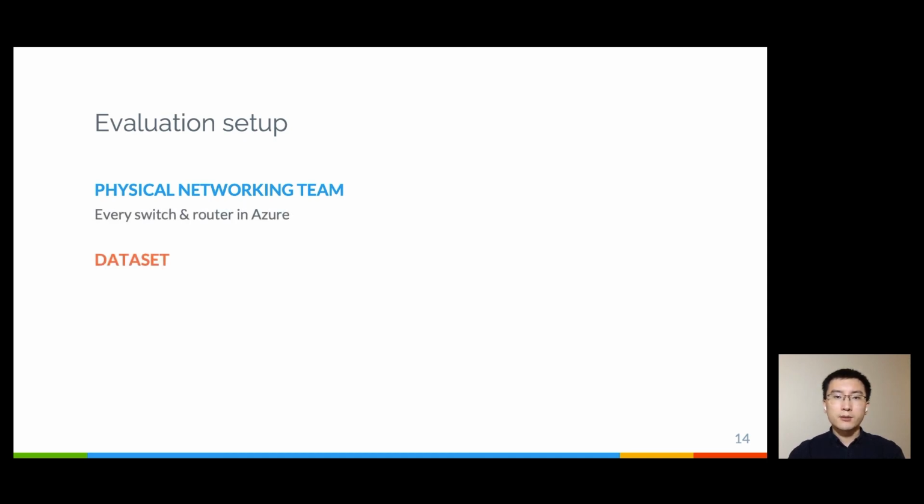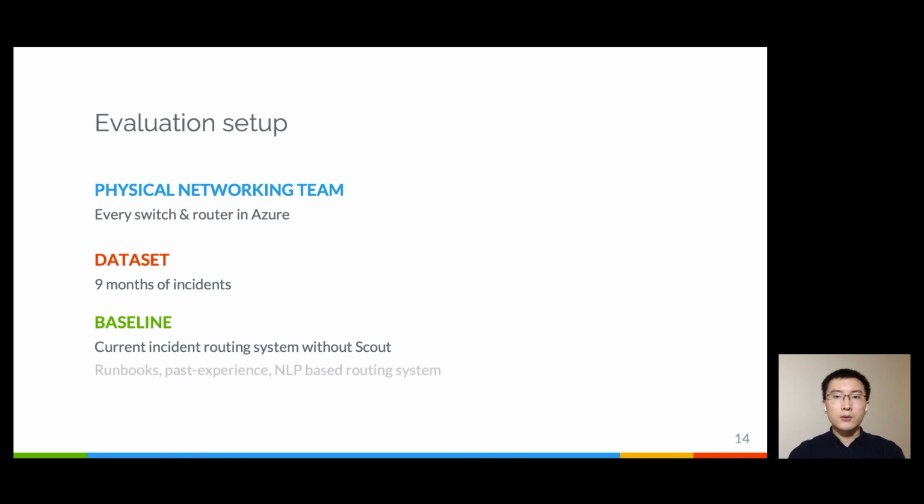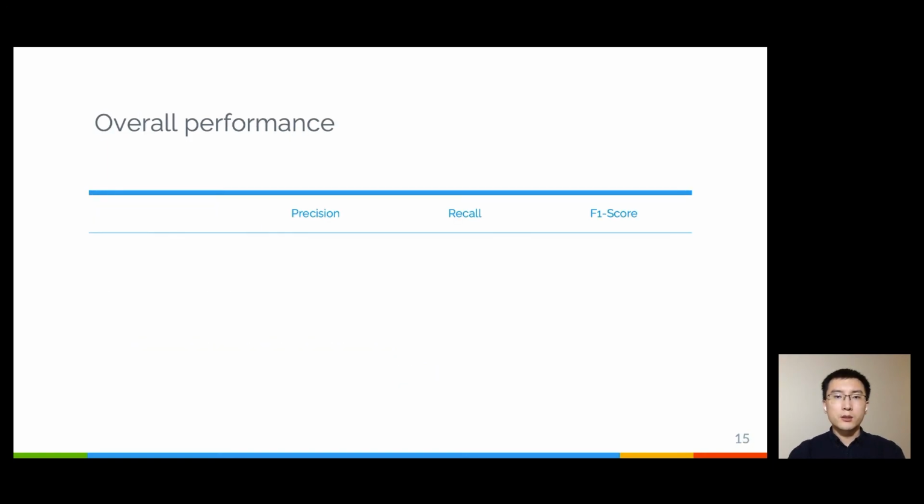We collected 9 months of incidents and randomly split them into training and testing sets. For the baseline, we compare the Scout against the current incident routing system without Scout's involvement. The current incident routing system includes the engineer's runbooks, past experiences, and the NLP system we introduced previously. Here is a table showing the overall performance metrics: precision, recall, and F1 score.